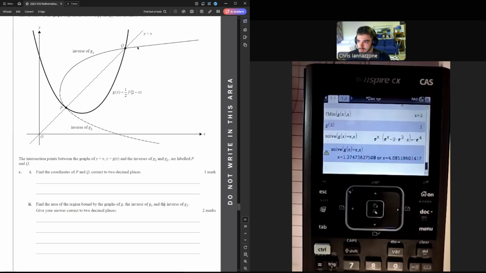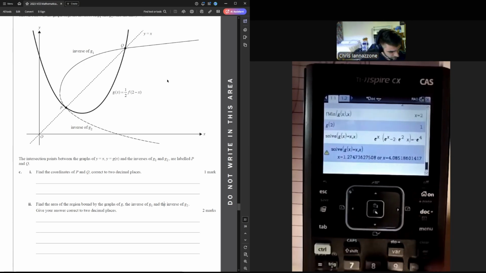The reason why is because, again, these are symmetrical about the line y equals x. That's how inverses work. And so by finding this first half, you can include that second half by simply doubling your result from the first half. So let's just do that.